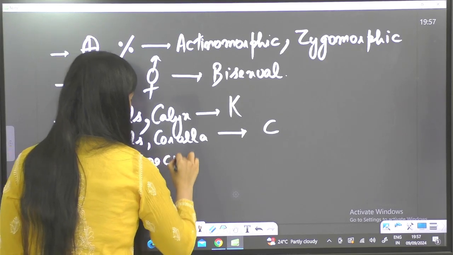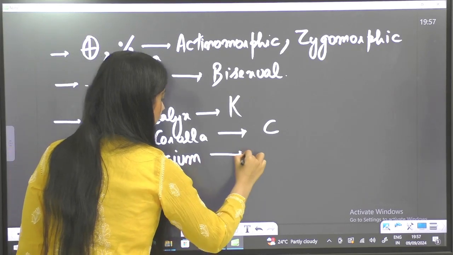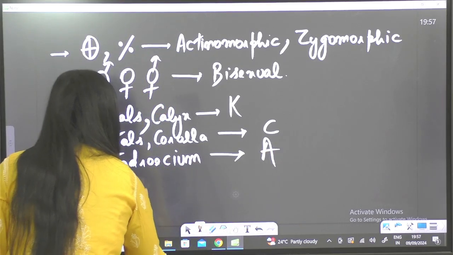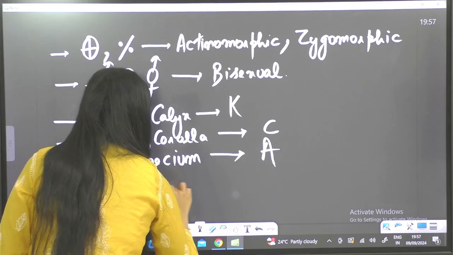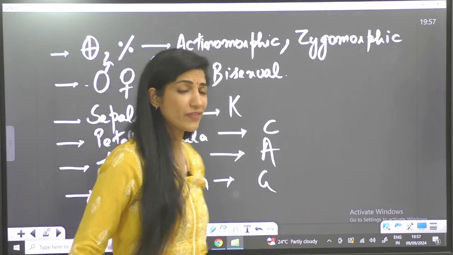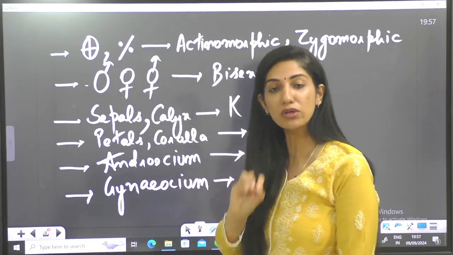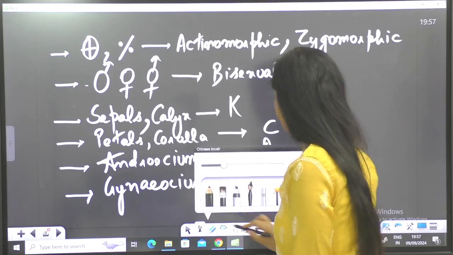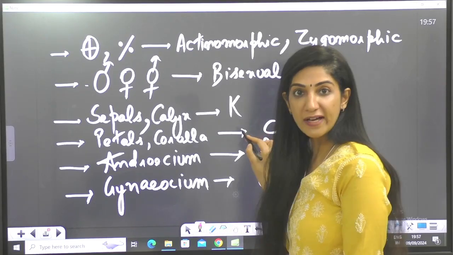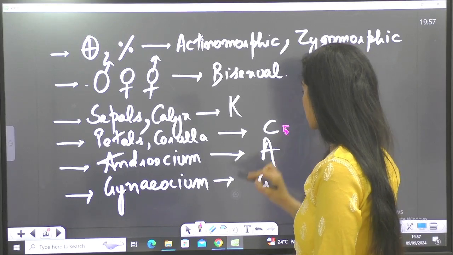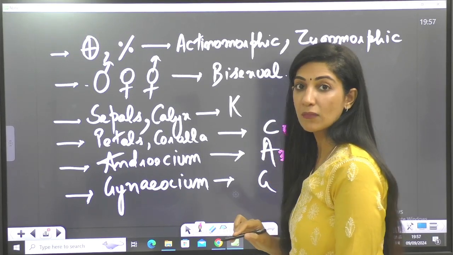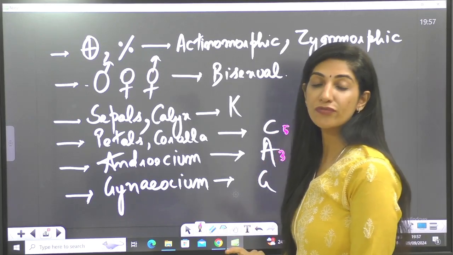The male part, stamens, form a whorl, A. And then comes the gynoecium, which is G. Now, whenever you have to depict the number of floral parts, you will write it on the right-hand side. For example, I want to show 5 petals, so C5. I want to show 3 stamens, so A3.